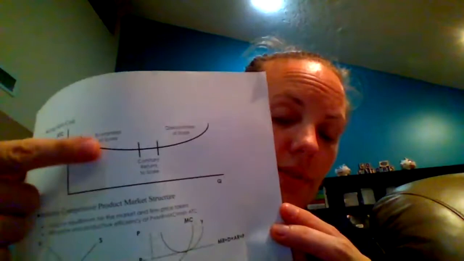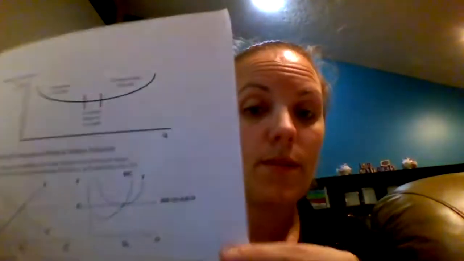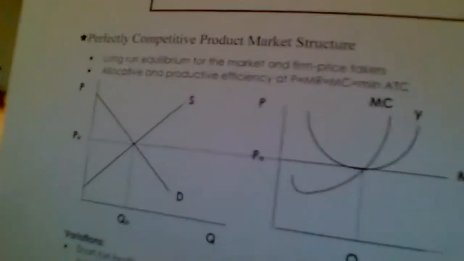It's on this page of your packet. You have economies of scale and diseconomies of scale at the top. Perfect comp is in the middle, and imperfect is in the bottom. So we're here in the middle on this perfect comp side-by-side graph. And I'm going to hold it up, and then I'm going to describe some of the key characteristics that you need to know. Okay, here we go.